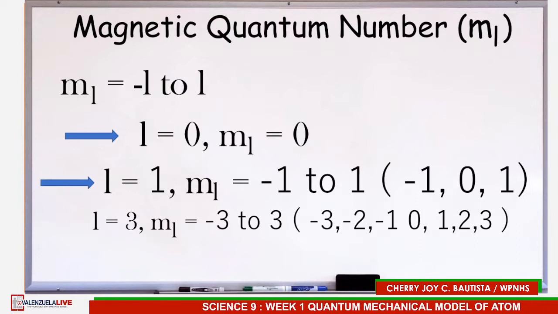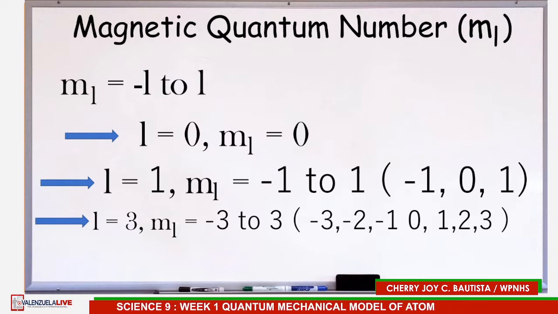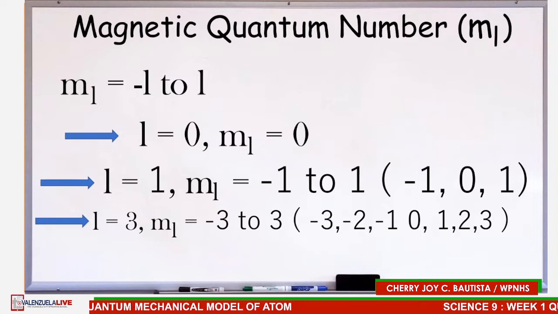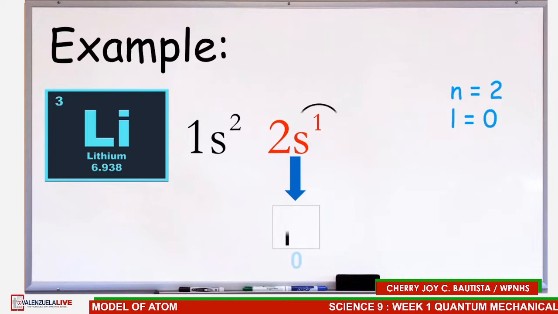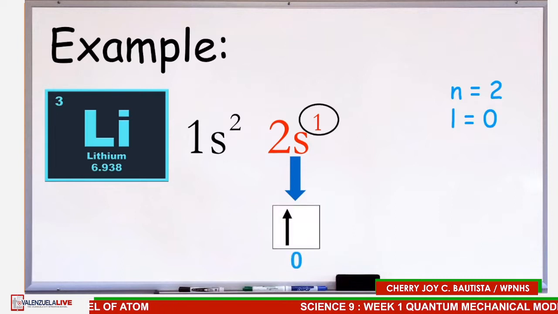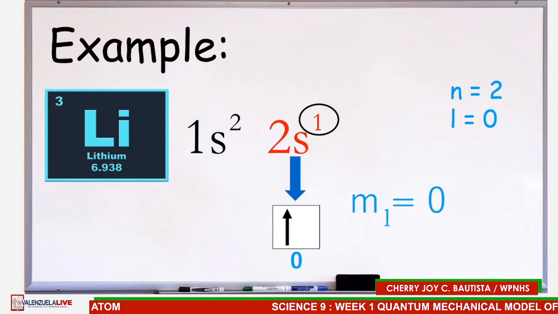Another example, let's say l is equal to 3. That means the m sub l would be a number between negative 3 and 3. So that would be negative 3, negative 2, negative 1, 0, 1, 2, 3. This expression shows the relationship between m sub l and l. So in our example, since the value of l is 0, thus m sub l is equal to 0.